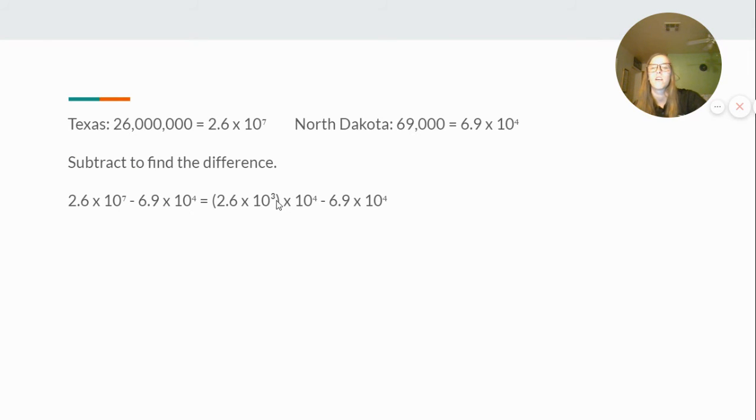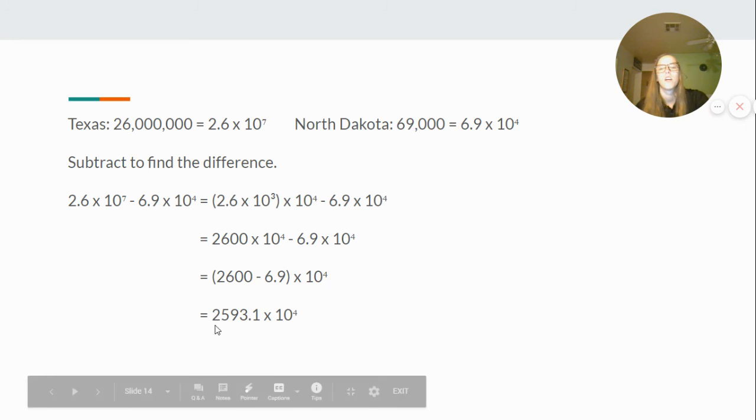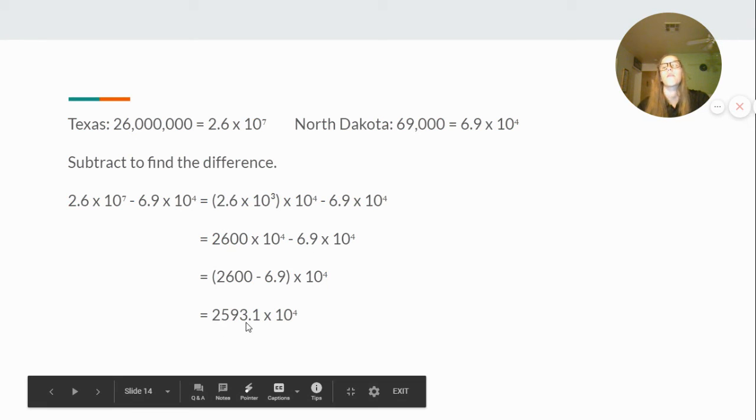2.6 times 10 to the third, and then times 10 to the fourth breaks it down so that we have similar ones here. So we're actually going to get 2,600 times 10 to the fourth minus 6.9 times 10 to the fourth so that we can subtract easier. So we get 2,600 minus 6.9, then times 10 to the fourth. 2,593.1 times 10 to the fourth, or 25,931,000 would be the difference in Texas and North Dakota, which we can write then as scientific notation, 2.5931 times 10 to the seventh.